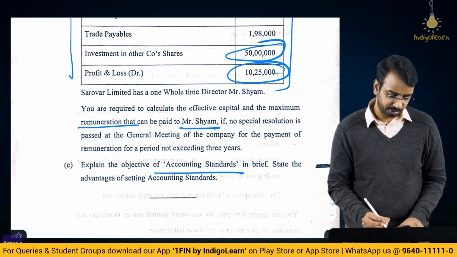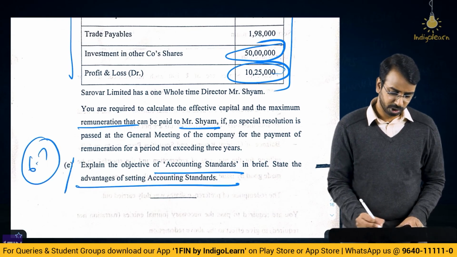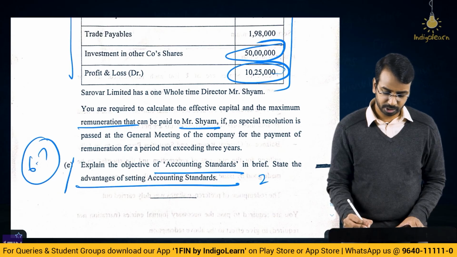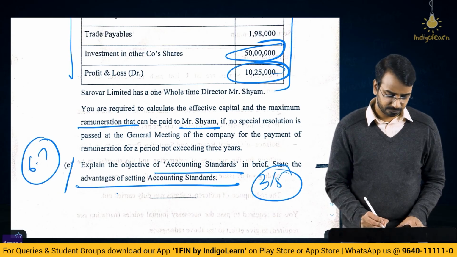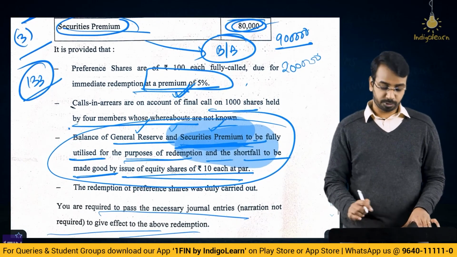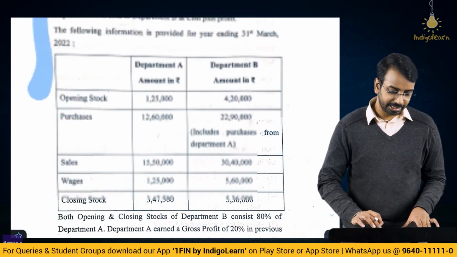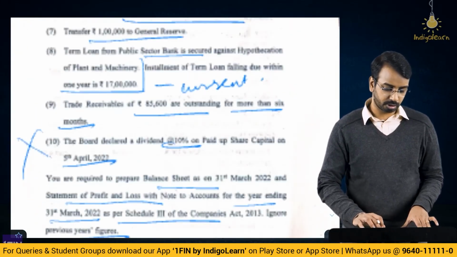Then objective of accounting standards and advantage of setting accounting standards. Some 6 to 7 points you can write. Maybe the objective could cover some 3 to 5 lines, and some 4 to 5 advantages of setting accounting standards can be written. So overall an easy question. One tricky part was here, you could get confused, right? Then single entry could be dicey if you have not understood the concepts well.